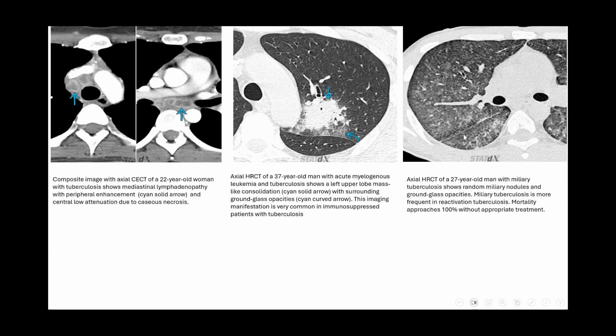The last one is a 27-year-old man with bilateral central tiny nodules. You can see this pattern is randomly distributed. So this is related to miliary TB.